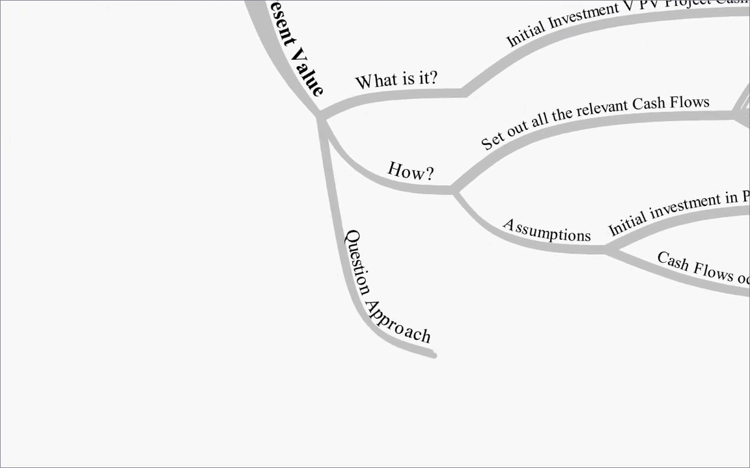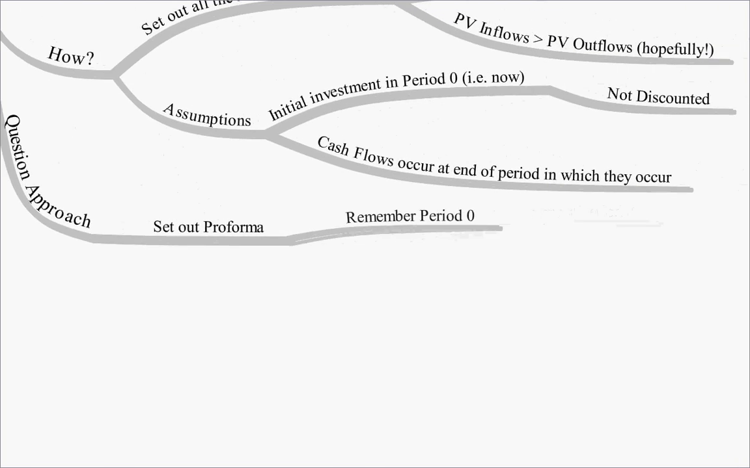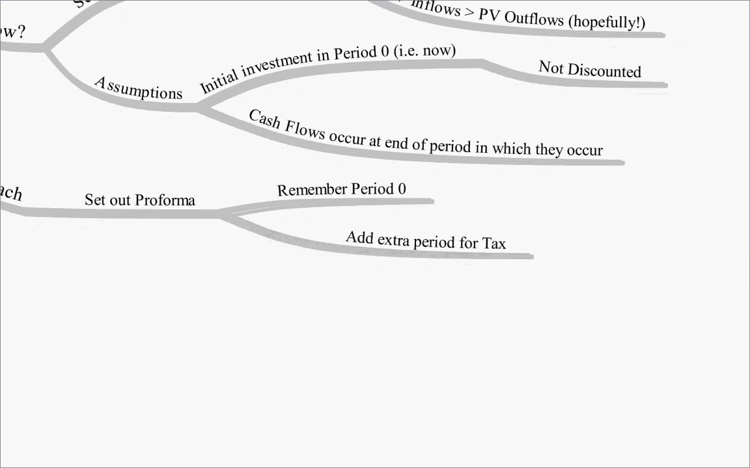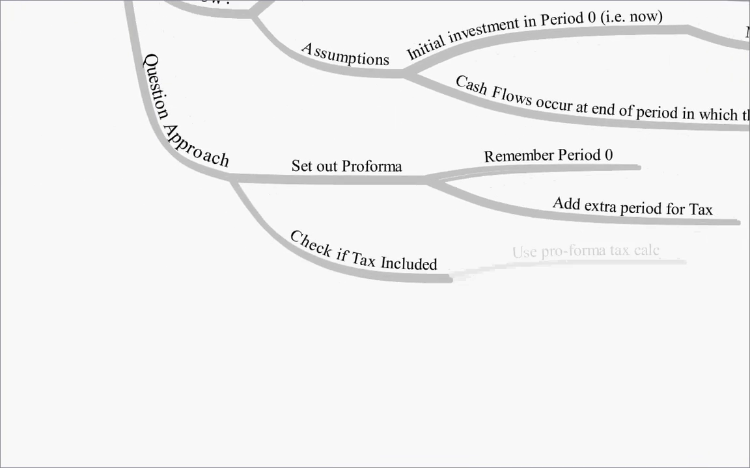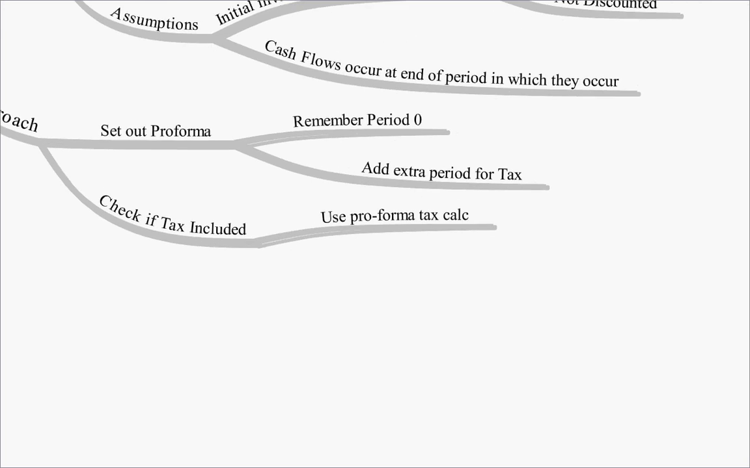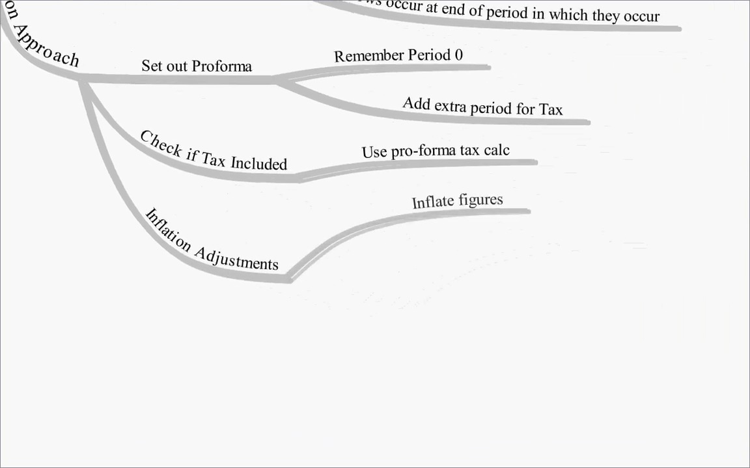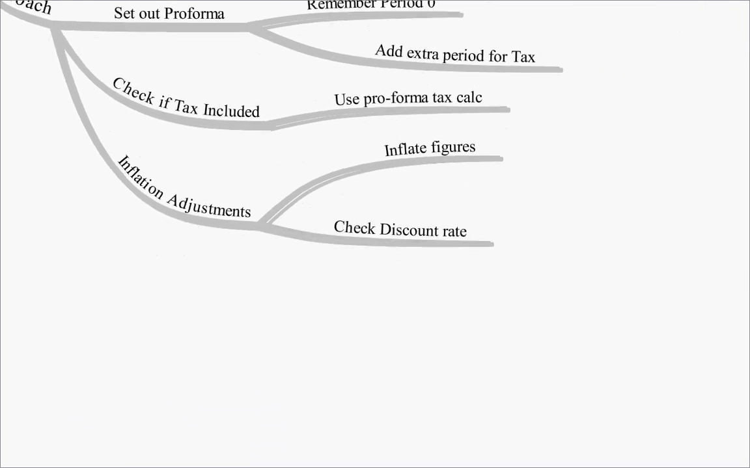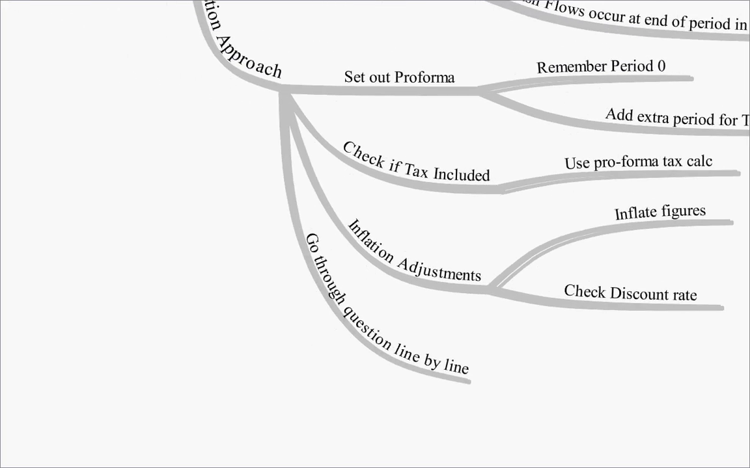So, approaching a question on net present value. Well, first of all, we set out our pro forma. We remember that there's a period 0, and we add an extra period at the end for tax, because tax is usually paid the year after it's calculated. So that's the thing to do. Check if your tax is included and use the pro forma tax calculation which we went over in class. If there are inflation adjustments, you've got to inflate the figures and check that you're using the correct discount rate, which we will come to. Then just simply go through the question line by line, make sure you've set everything out and make sure you've covered everything.